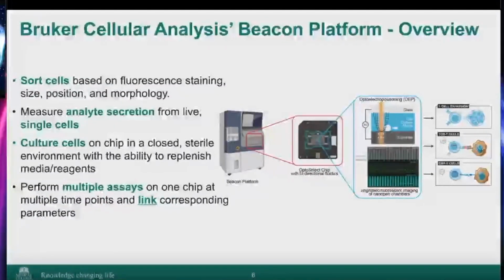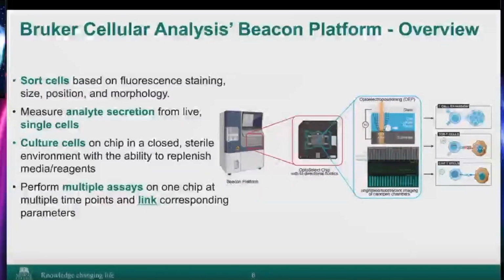It has multiple capabilities that you would typically find across different pieces of equipment in the lab. Some of the unique characteristics that I want to highlight are the ability to sort cells based on fluorescent staining. So you can utilize an antibody to a surface marker on your cell. You can use size, position, and morphology to selectively choose cells of interest and then add them onto the system. You can measure different types of readouts. So you can look at analyte secretion. So if your T cell is producing cytokines, and you're able to do this at single cell resolution, which really gives you a lot of granularity in terms of how a single T cell is behaving.